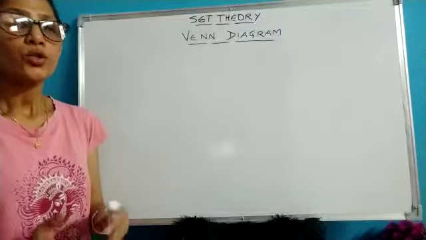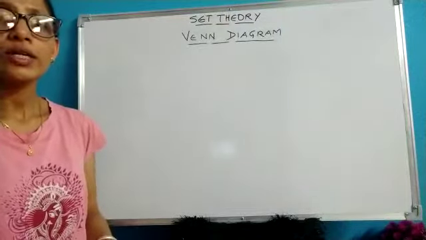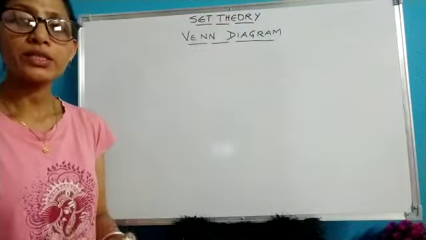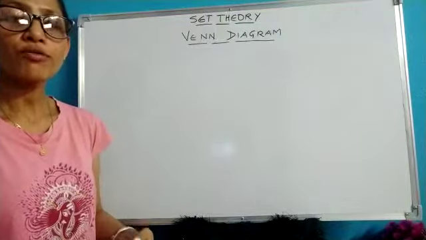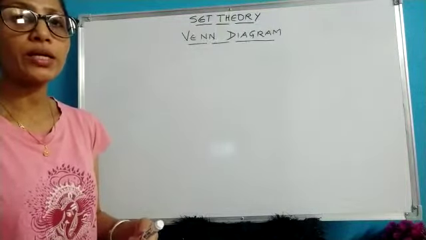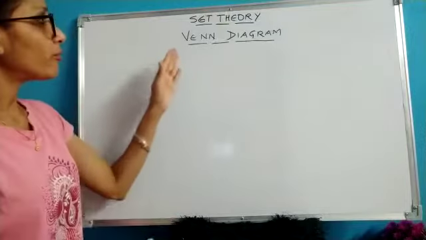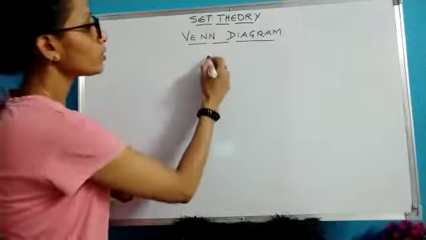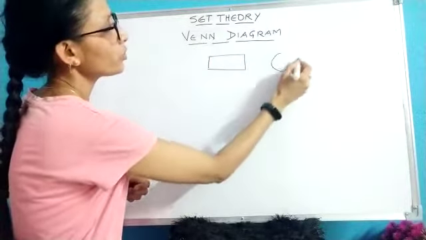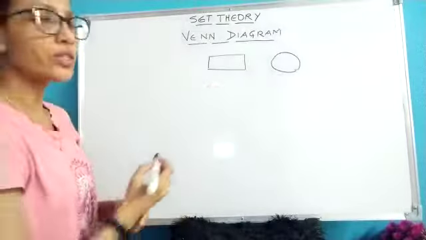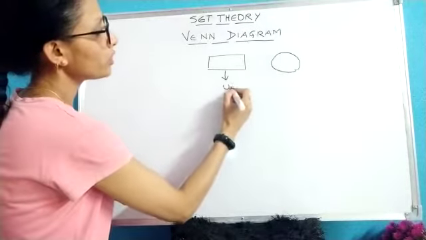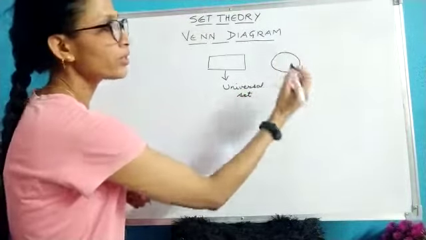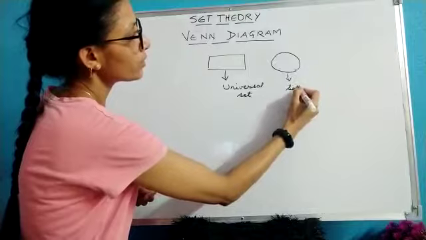Morning everyone. Today under the topic set theory, we are going to learn about Venn diagrams. Children, a figure representing the sets in the form of enclosed regions in the plane is known as a Venn diagram. When we use a Venn diagram, we use two types of figures. One is the rectangle and another is the circle. This rectangle region always shows the universal set, whereas this circular region shows the sets.